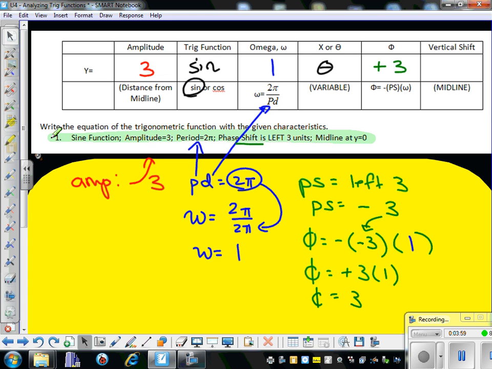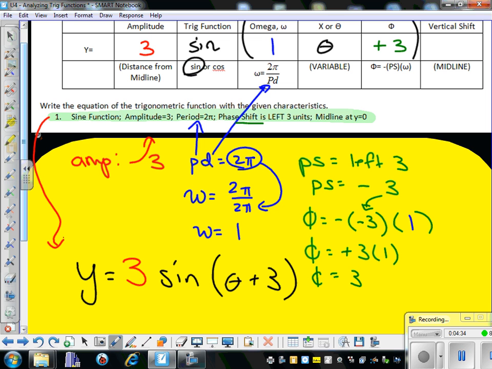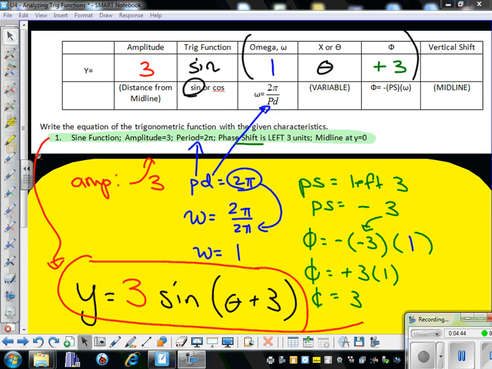So, looking up above. Now, where does our parentheses go? Remember, our parentheses was everything inside. Our vertical shift was outside. So, writing our equation here, we are going to have y equals 3 sine parentheses 1 times theta would just be theta plus 3. And that would be writing our equation here for number 1. So taking this equation would give us our answer here. Now, great job with this problem.